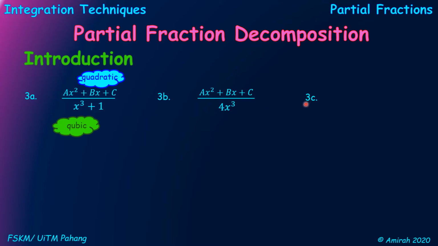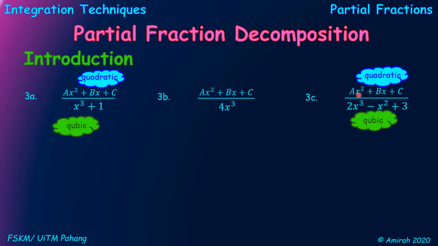And then we continue with 3c. We have fraction with denominator 2x cubed minus x squared plus 3. This is also cubic function. So we can write numerator equals to Ax squared plus Bx plus C. So this is quadratic function.